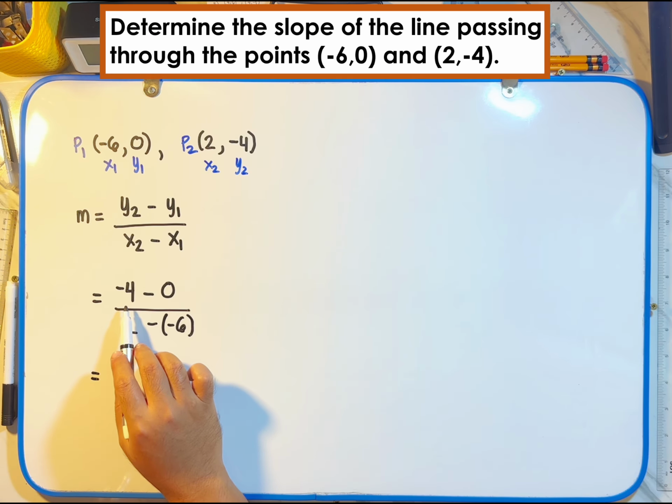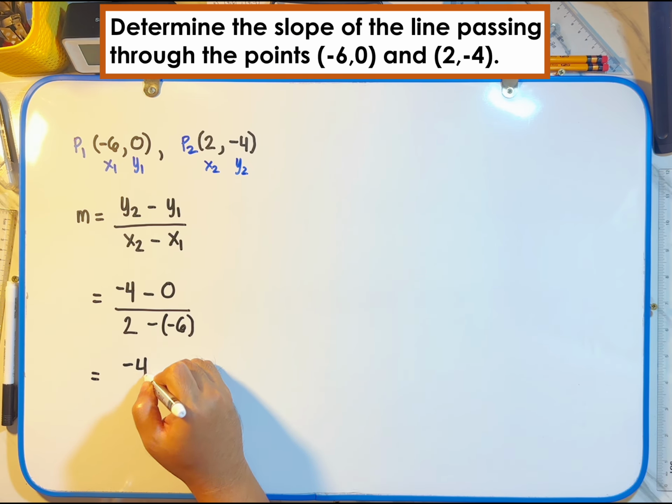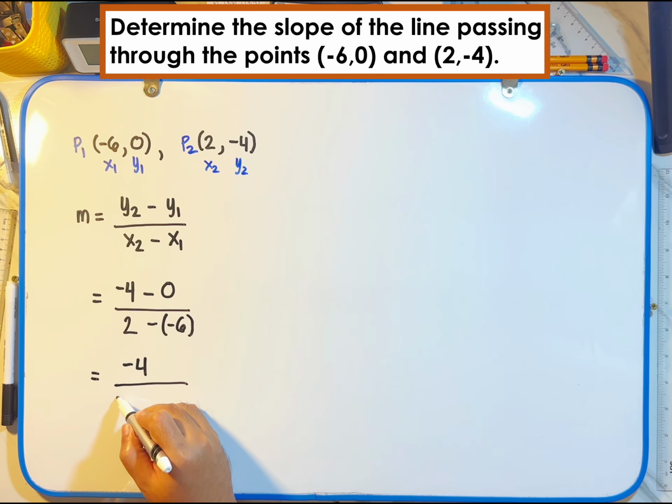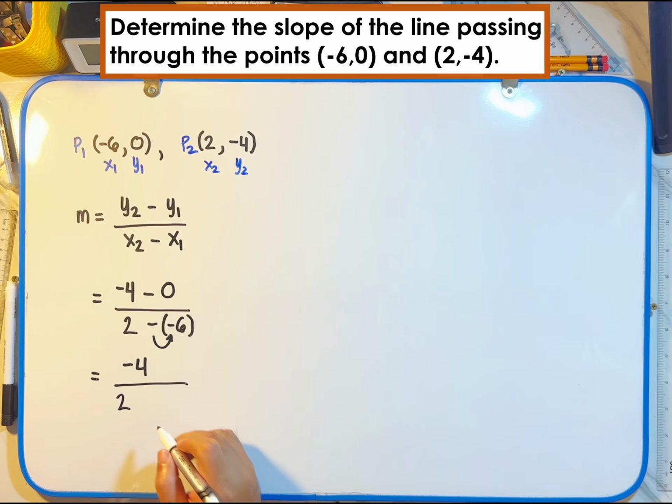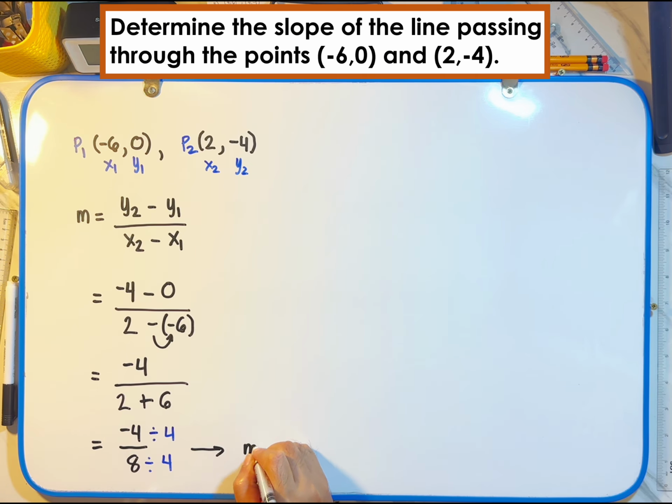Now let's evaluate this. Negative 4 minus 0, still negative 4. And then we have 2, and this becomes plus 2 plus 6. And 2 plus 6 is 8. So we have negative 4 over 8. And we have to reduce to simplest form by dividing both sides by 4, which means our slope is negative 1/2. Are we clear?